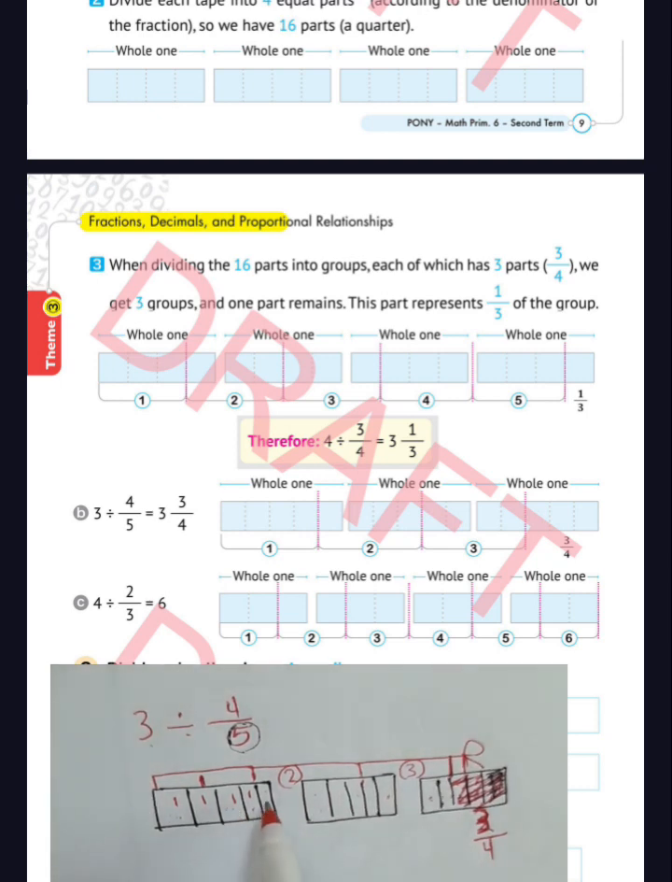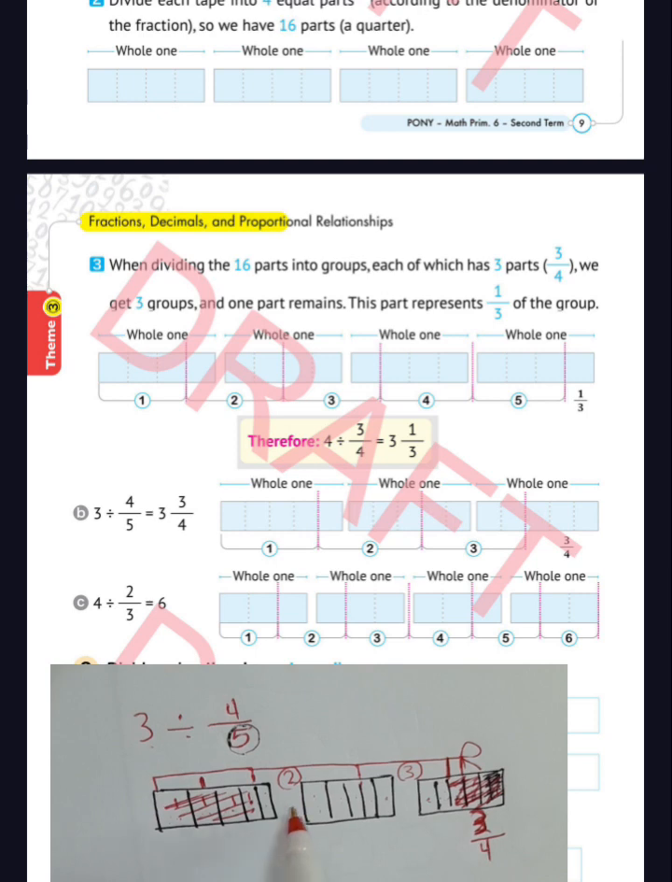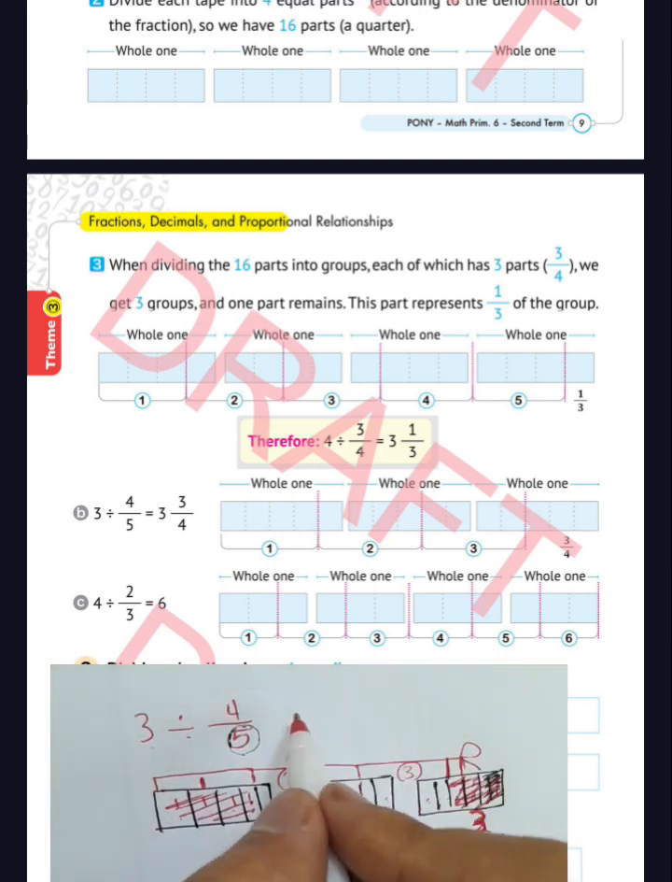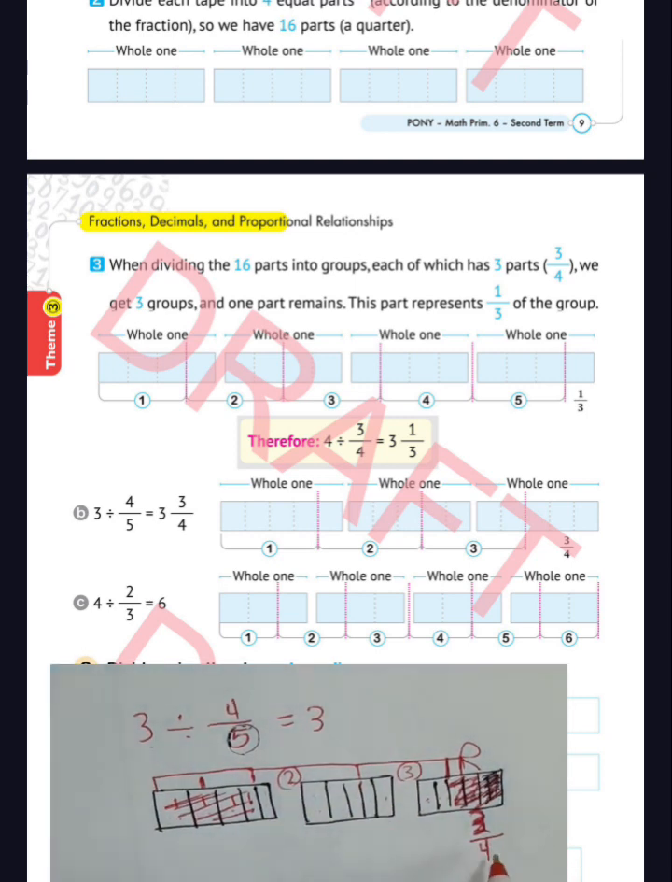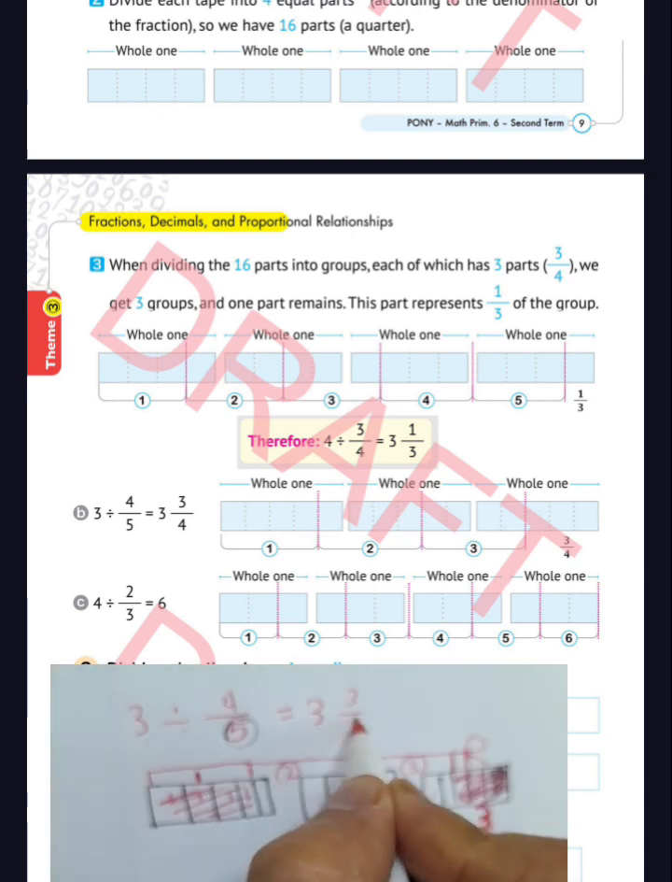Then each group contains how many parts? One, two, three, four. And how many groups here? One, two, three. We have three. And the remainder here, 3/4, right? 3/4.